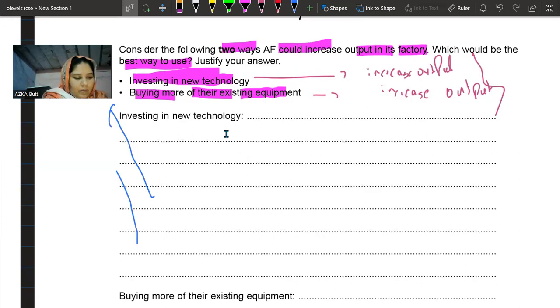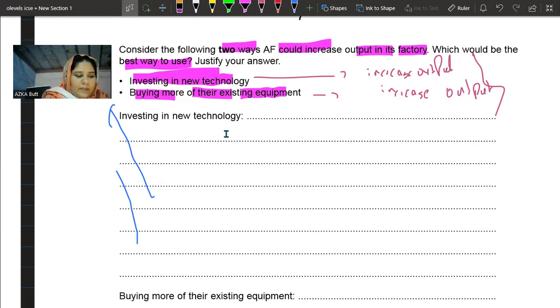Also, if we invest in new technology, our employees would be more motivated. How? Because of course we are giving them training to use the new technology, so it may create greater job satisfaction for them, and they would not be bored, and they would not be removed from their jobs, so that is why they would be more motivated.